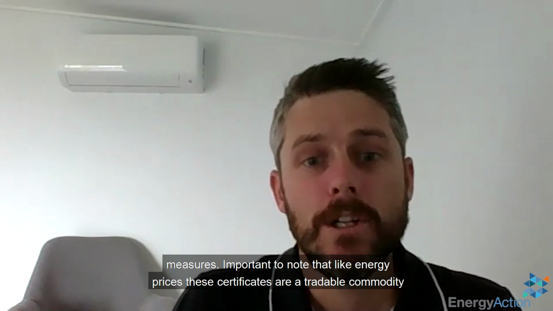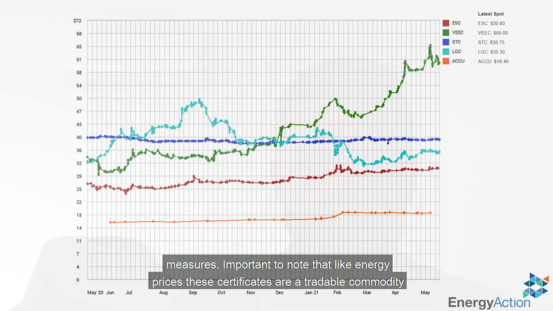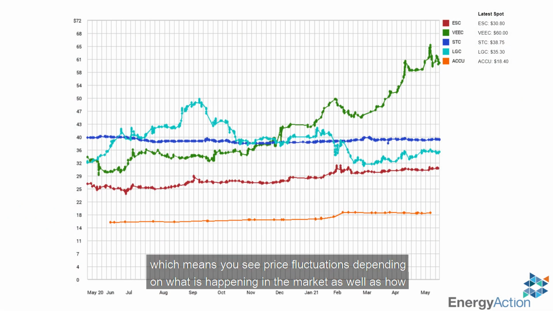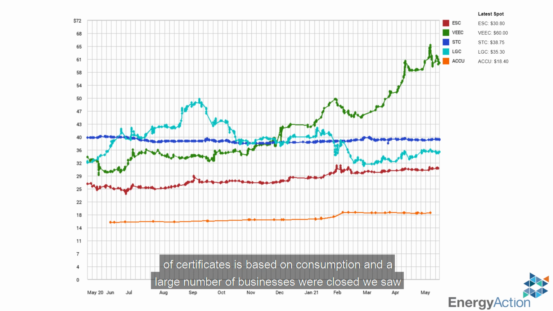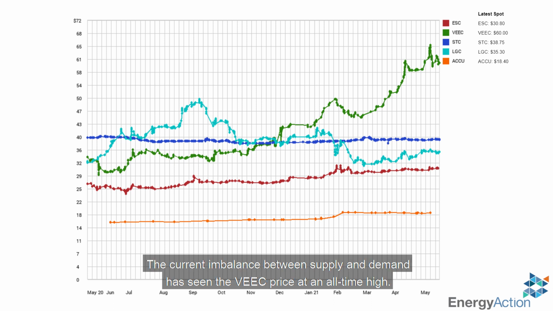Important to note that like energy prices, these certificates are a tradable commodity, which means you see price fluctuations depending on what is happening in the market, as well as how each of the schemes is performing against target. An example of the fluctuations we've seen recently is the VEECs as a result of the extended lockdown in Victoria. As the creation of certificates is based on consumption and a large number of businesses were closed, we saw the demand for the certificates remain high with a shortage of VEECs actually in the marketplace. The current imbalance between supply and demand has seen the VEEC price at an all-time high.